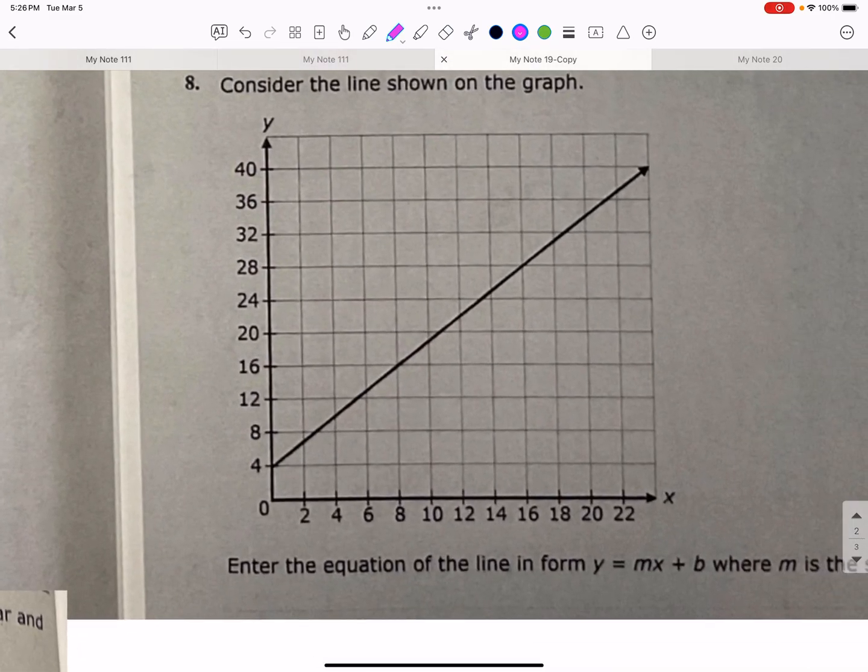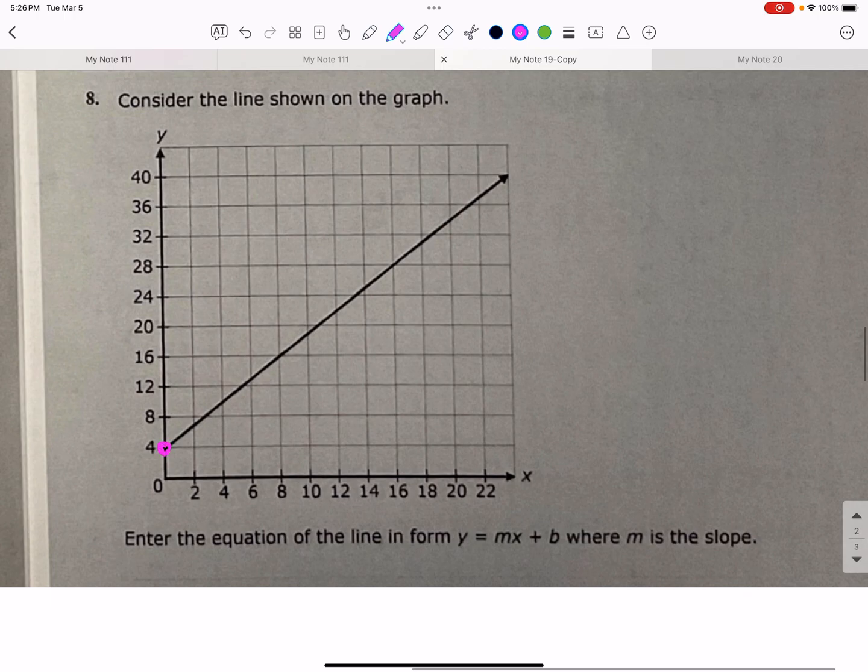Number 8. What is this? Let's see. It starts at 4, so it's going to be y equals something, plus 4. That's where we're starting. And the next box I can trust looks like it's right there. So if we go up from 4 all the way up to 16, that's how high we go. So 4 to 16 means we went up 12. How much did we go over? 4 boxes, but how much is that? We went from 0 over to 8. Up 12 over 8. Okay, these are both even. Let's cut them in half.